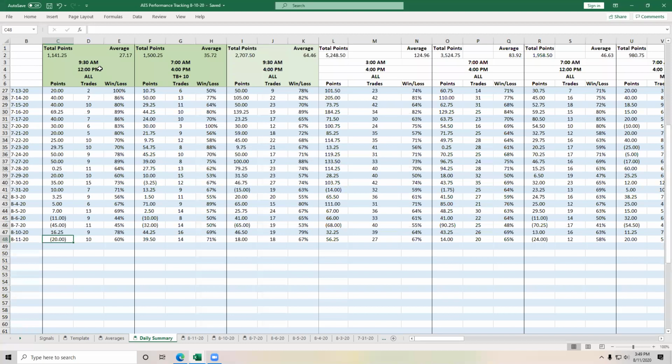which are broken down between 9:30 a.m. and 12 o'clock, we track all of the signals that present themselves. And we're looking for, on the NASDAQ 100 futures, about 10 points of profit, which on a single contract is about $200. So we're looking for 10 points of profit on each trade. Obviously, they don't all give us 10 points of profit.